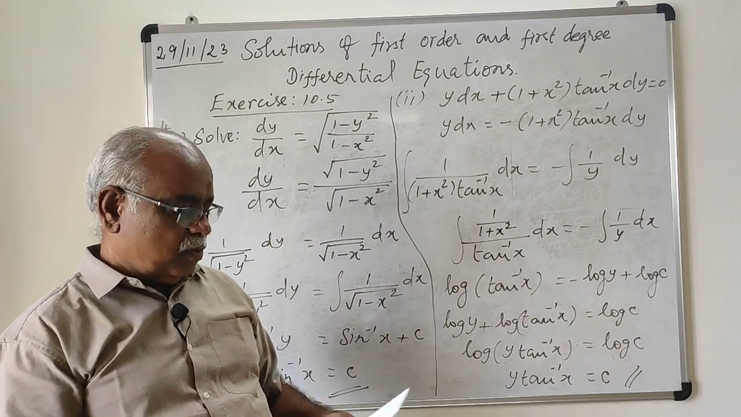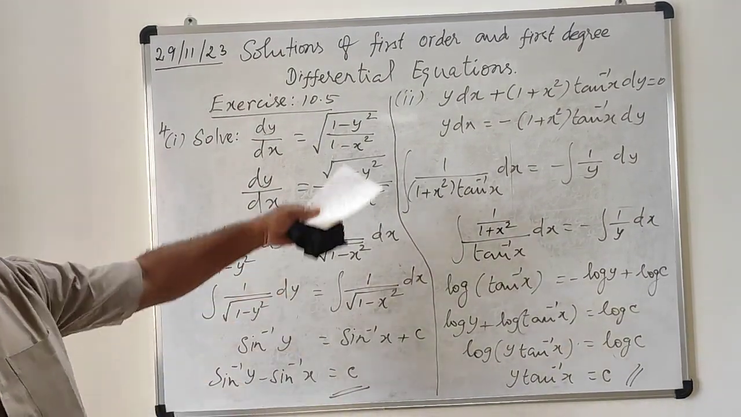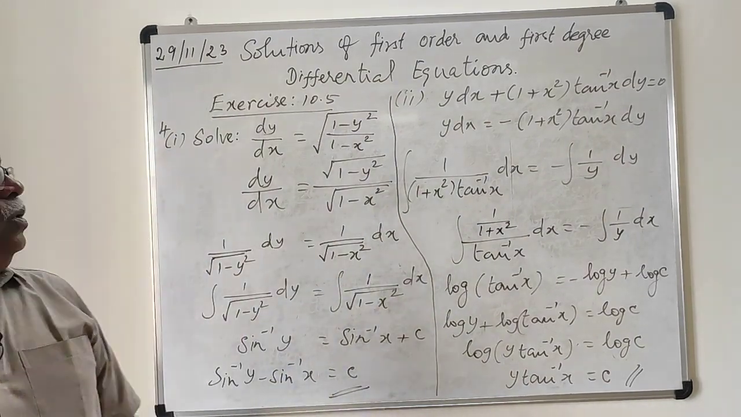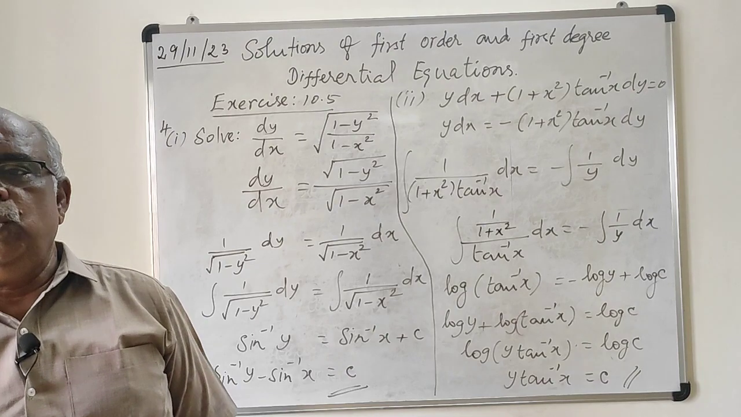General solution is this: y into tan inverse x equal to a constant c. That's all about the problem 2. So I will stop here, and we will continue the remaining problems in the next video. Thank you.